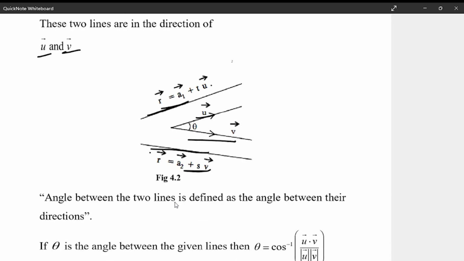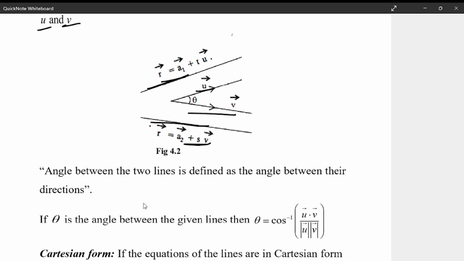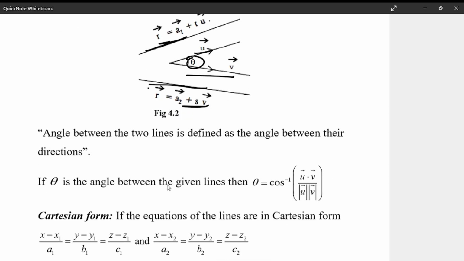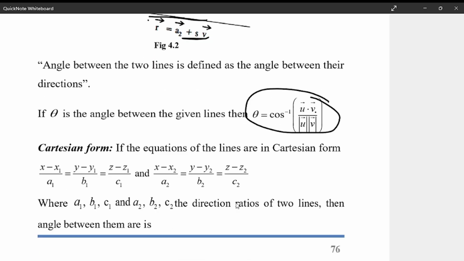The angle between the two lines is defined as the angle between the two directions, and the directions are U and V. So this is where we are going to find the angle. If theta is the angle between the given lines, then our angle is given by the formula cos inverse of U dot V over magnitude of U times magnitude of V. This is the formula for finding the angle between two given lines.